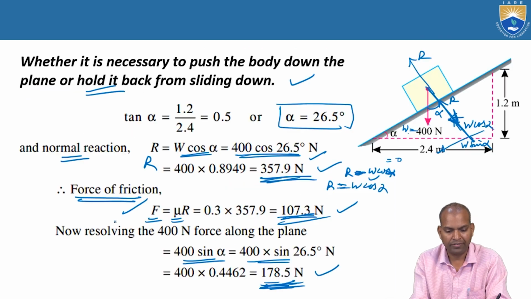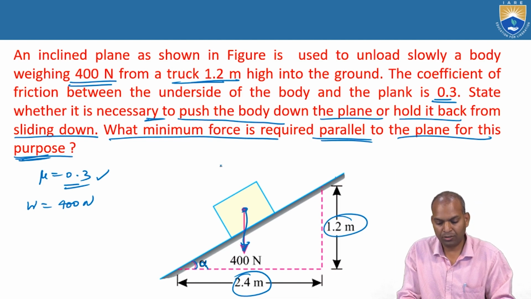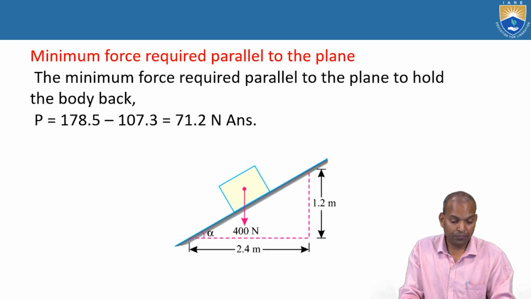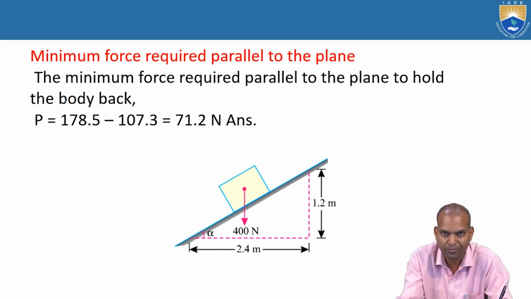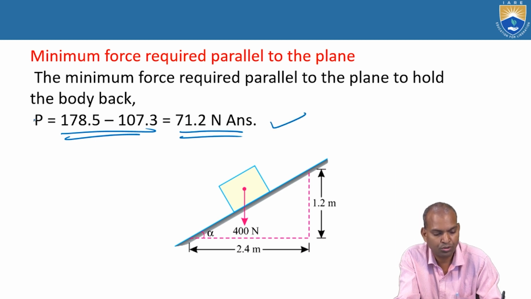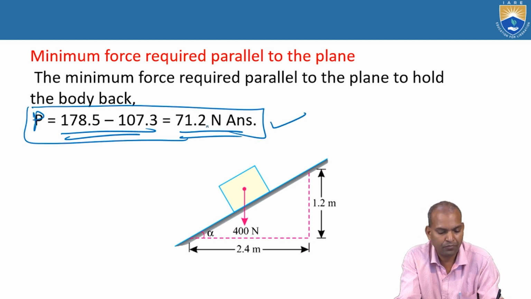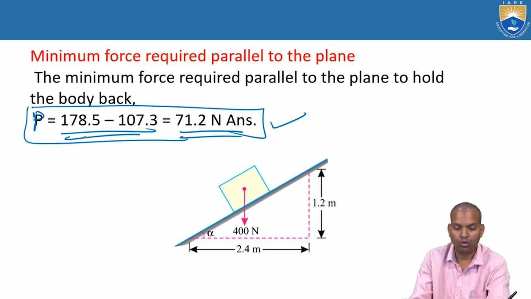What is the next condition? What is the minimum force required parallel to the plane to hold it back? The minimum force is the difference between the force parallel to the plane sliding the body down and the friction force. That is 178.5 minus 107.3. This is 71.2 newtons, the minimum force required parallel to the plane to hold the body back.